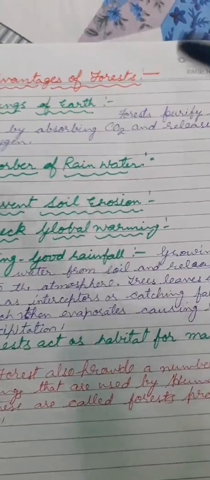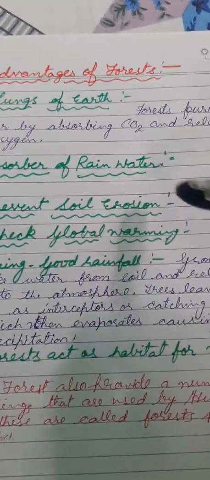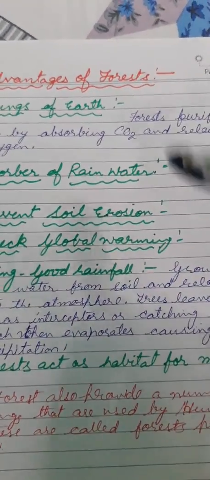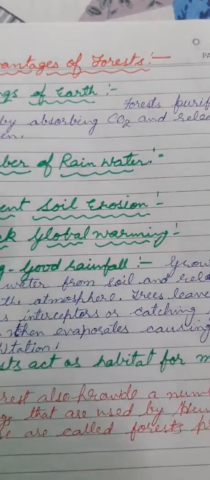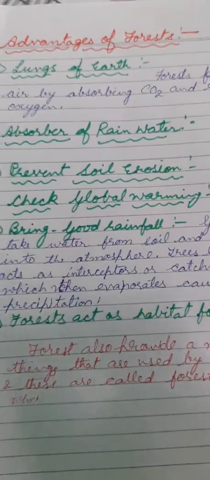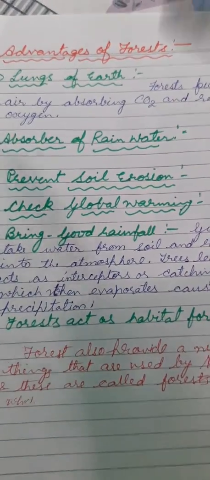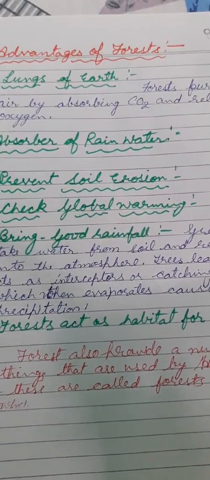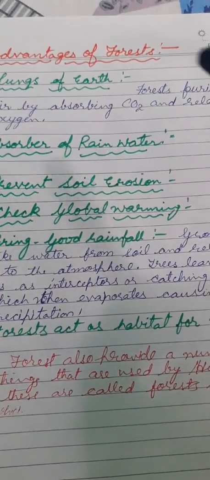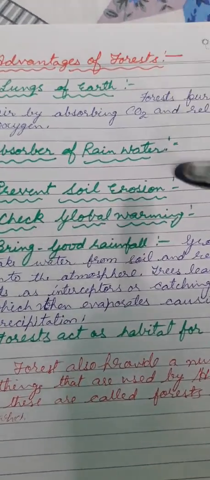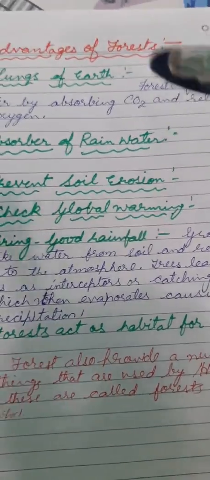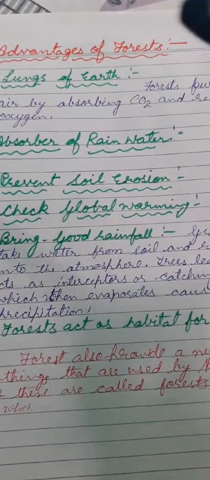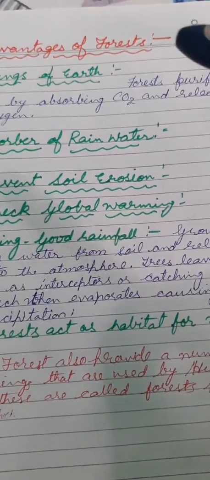And learner, next, they also act as a natural absorber of rainwater. As we know, the soil is held by the roots of trees and soaks in the rainwater, and a large amount of rainwater seeps down into the soil, and this increases the groundwater level. So we can also say that forests increase the groundwater level.